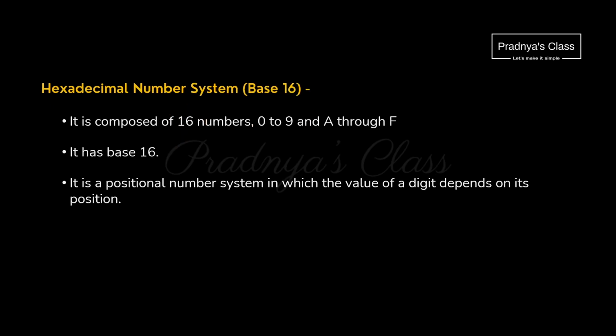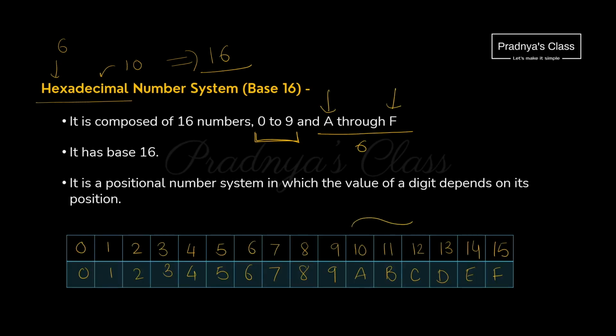The fourth number system is the hexadecimal number system. From the name itself, we can guess how many digits we will have. Deci is nothing but 10 and hex is nothing but 6. It means there are a total of 16 digits. Digits will be from 0 to 9. After that, the remaining 6 digits will be represented from A through F. Look at this table: digits from 10 to 15 as A through F. Now it is clear to you why the base of the hexadecimal number system is 16.